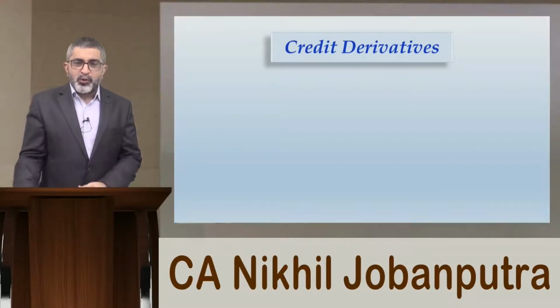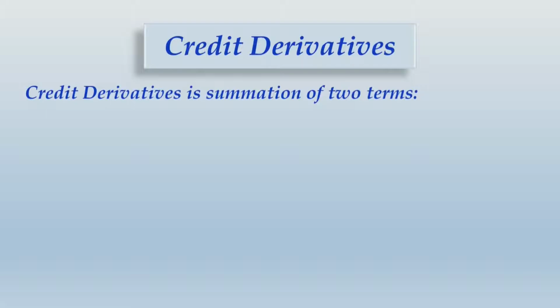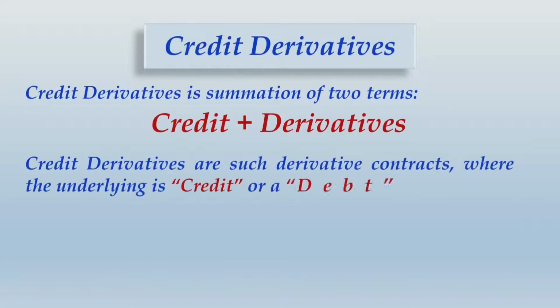So I would want you all to please write down this definition of credit derivatives along with its detailed meaning: credit derivatives is a summation of two terms, that is credit plus derivatives. Credit derivatives are such derivative contracts where the underlying is credit or a debt. So please write this much and then I take you ahead.